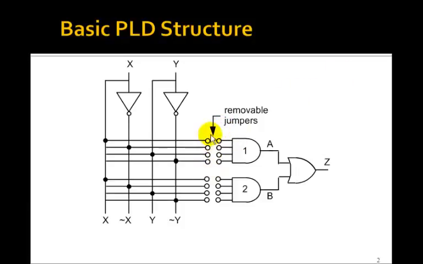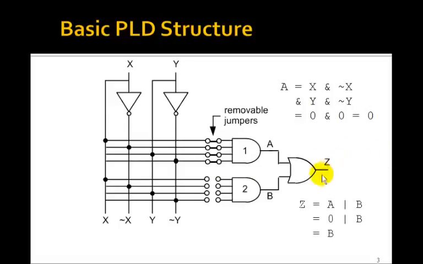And the idea is, think of removable jumpers here where you can connect any of these, and let's see what happens if we connect them all together here. Then this input would be X and not X and Y and not Y. Well, X and not X, you remember, is 0, and Y and not Y is 0, and 0 and 0 is 0. So if we connect all of these together, we get 0 here. But if we opened any of them up, we could get something other than 0. So in this case, Z, which is just A or B, would be 0 or B, or just B. So whatever we connected here would be what Z became as long as we closed all of those switches.